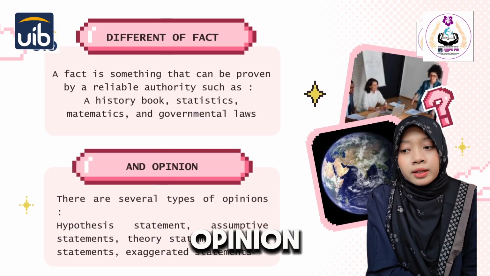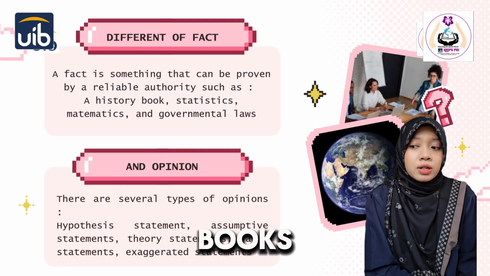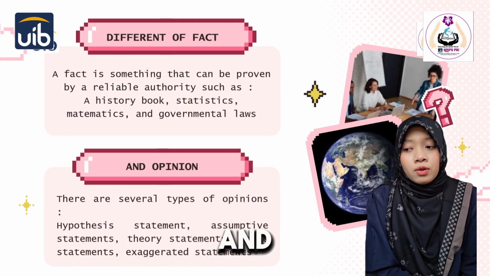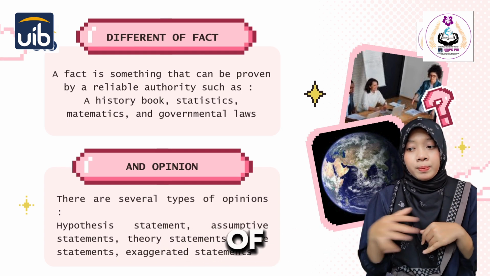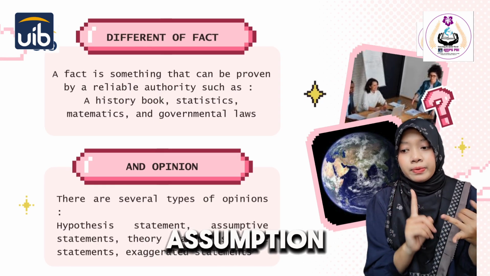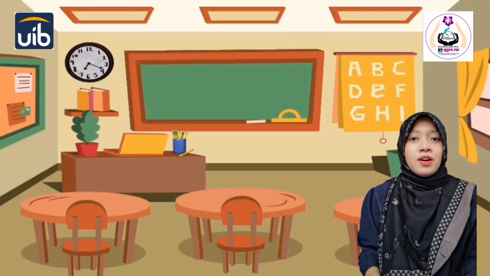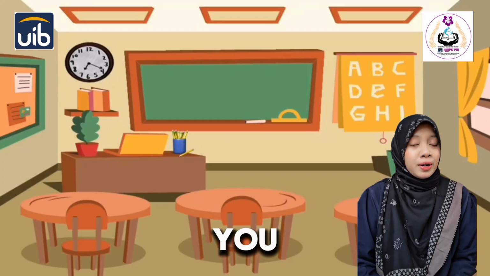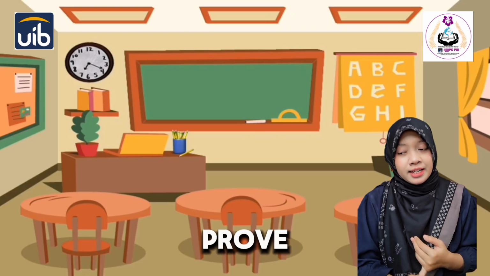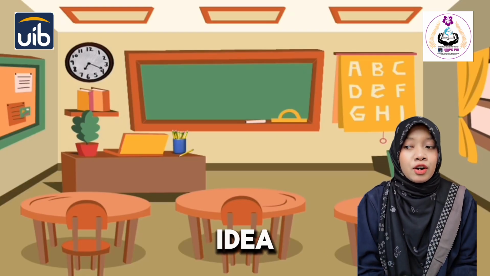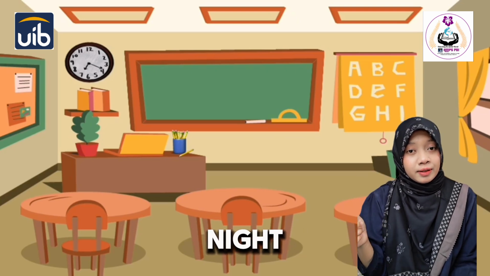The difference between fact and opinion. A fact is something that can be proven. You can see it in history books, statistics, mathematics, and governmental laws. For opinion, there are several types, like hypothesis statements, assumptive statements, theory statements, and many more. Now you already know the difference between fact and opinion. A fact is irrefutable, and an opinion is a personal idea, like the examples in the first slide I showed you.